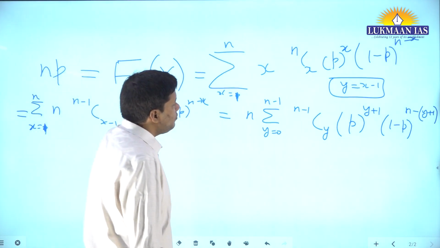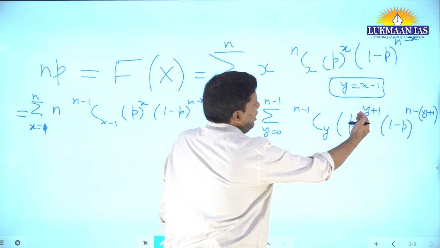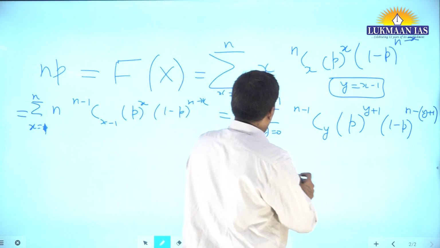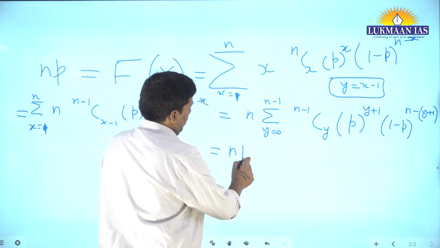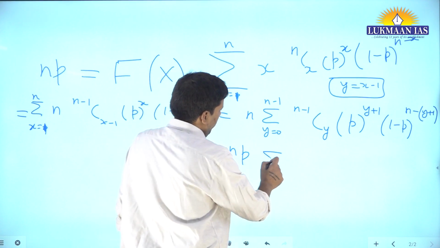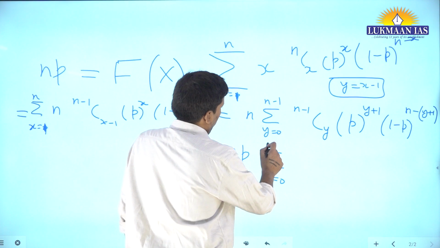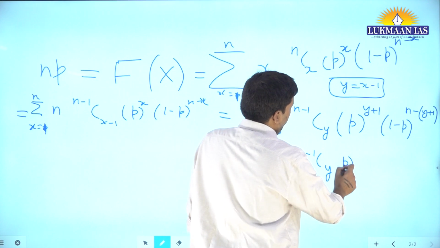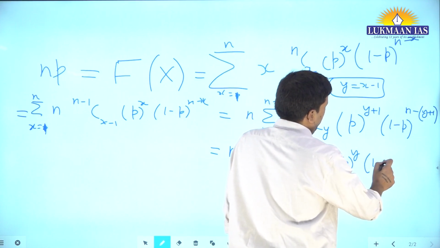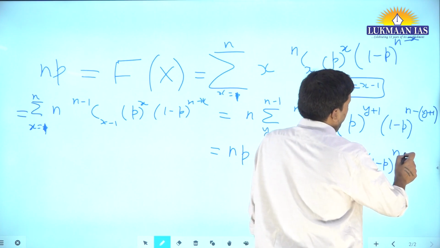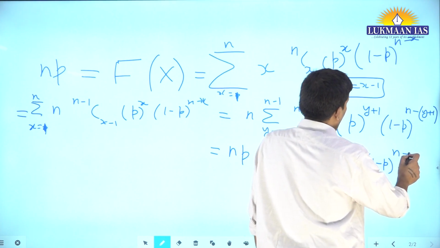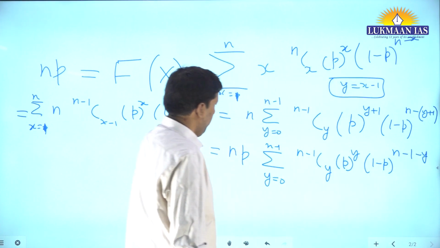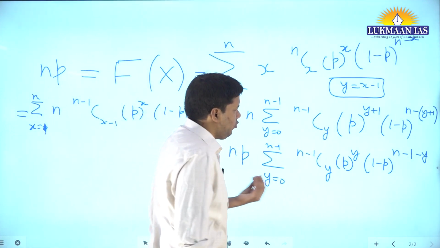Now, I can write it again: p to the power y into p, and that p I can take outside because p is constant. So sigma y is equal to 0 to n minus 1, n minus 1 C y, p to the power y, (1 minus p) to the power n minus 1 minus y. I've simply taken this p outside and everything is fine.